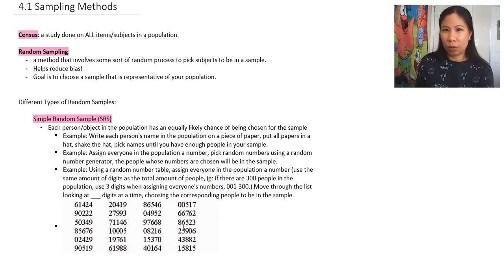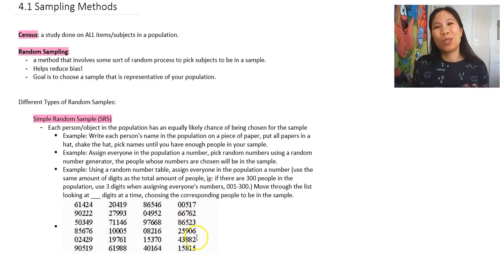All the way up to 300. Or you can use 000, because technically that's a 3-digit number as well, all the way up to 299. And then any numbers that are out of that range, we could just disregard. So as we move through the random number table, we would look at 3 digits at a time, because we had 3 digits that we were assigning to correspond to people.